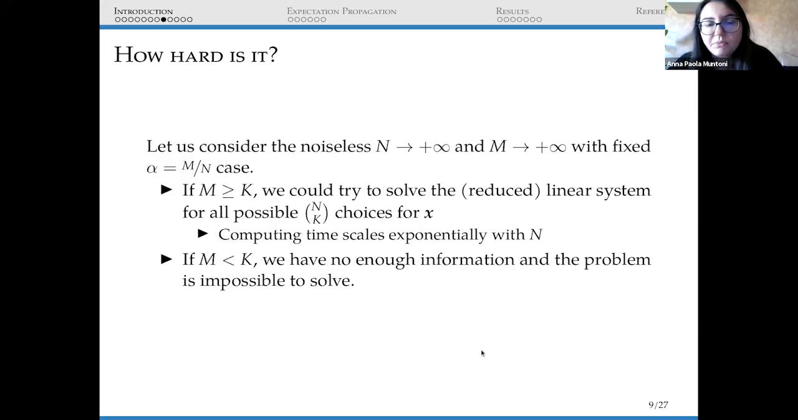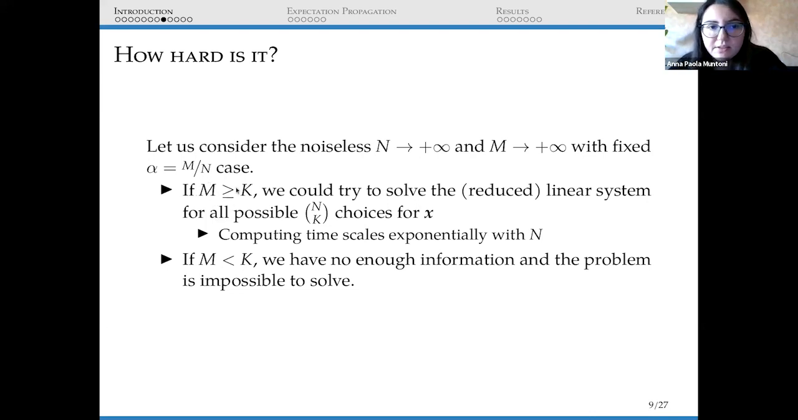First of all, before going into the details of the approximation that I've been using, I want to answer this question: how hard is it to find a solution for this kind of problem? Let us consider at the beginning the noiseless case, and the thermodynamic limit, where the number of elements of the signal goes to infinity, as well as the number of equations, but we have a fixed ratio alpha equal to m divided by n, which is basically how much information I have from the sensing matrix about the signal.